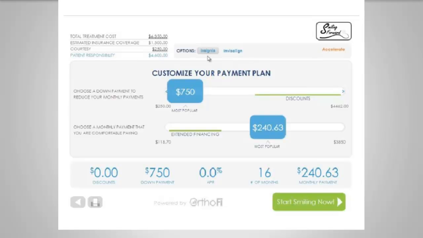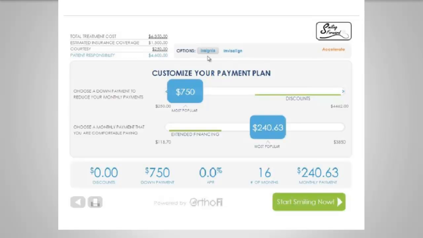One of the beautiful parts about OrthoFi is they have a treatment slider, and I understand there's others that do as well, but giving the patient the ability to customize their payment plan is huge. And you can look more about this, but basically what this does is allows the patient to see that if they add an Excelodent, what does that do to their payment? What does that do to the monthly amount of time?